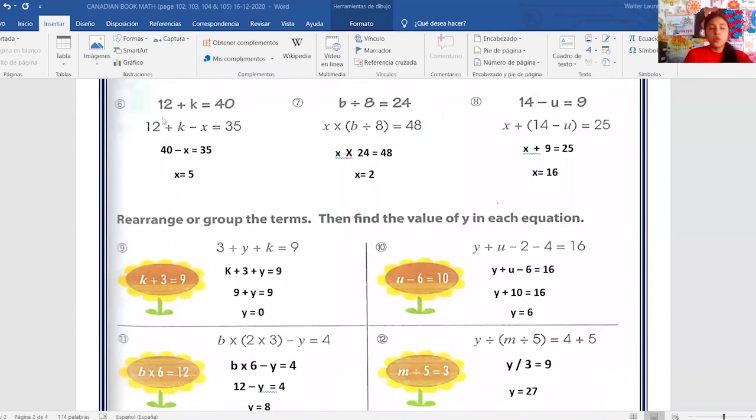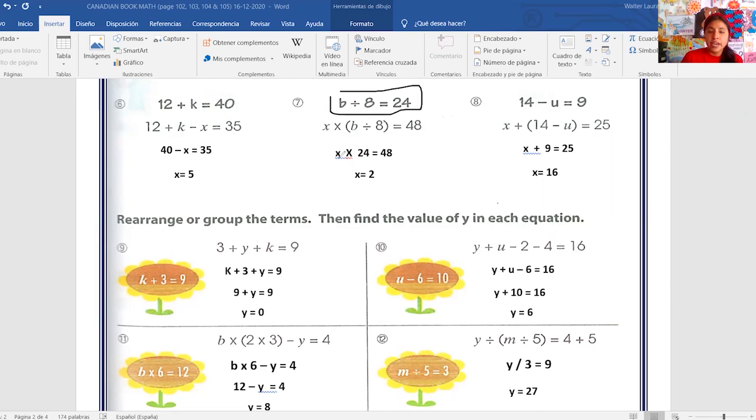Now what about the next one? Here we have 12 plus K equals 40. What is the variable here? K, right? Very good. In this case, we have 12 plus K minus X, because we need to find the value of X, equals 35. Oh, miss, we know 12 plus K equals 40. We need to replace here: 40 minus X equals 35. X as a total, we are going to have 5. Yes, 40 minus 35 equals 5. Yes. What about the next one? B divided by A equals 24. Okay, so the equation is X times parentheses B divided by A closed equals 48, right?